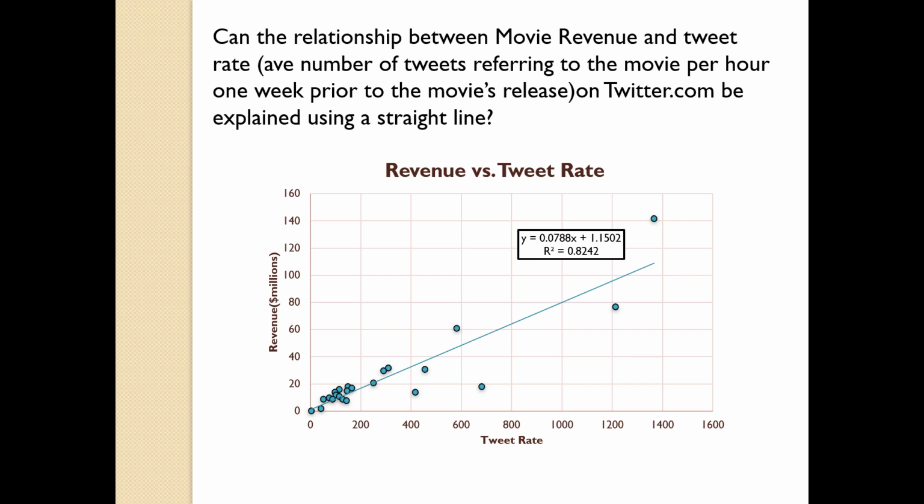Now, what happens if there's no tweeting? Well, then our average revenue would be the intercept, which is 1.15, so about $1,150,000. So 1.15 million. Nobody's tweeting about this thing.